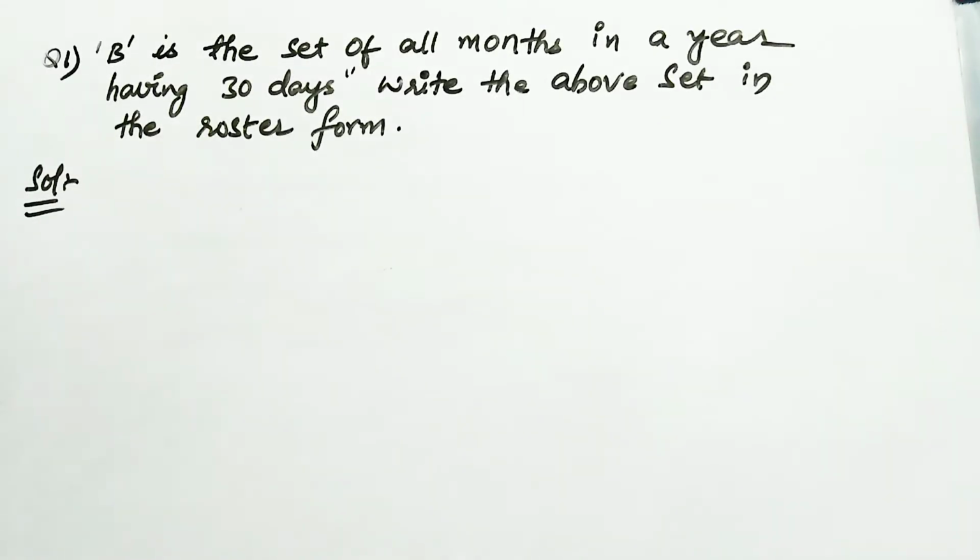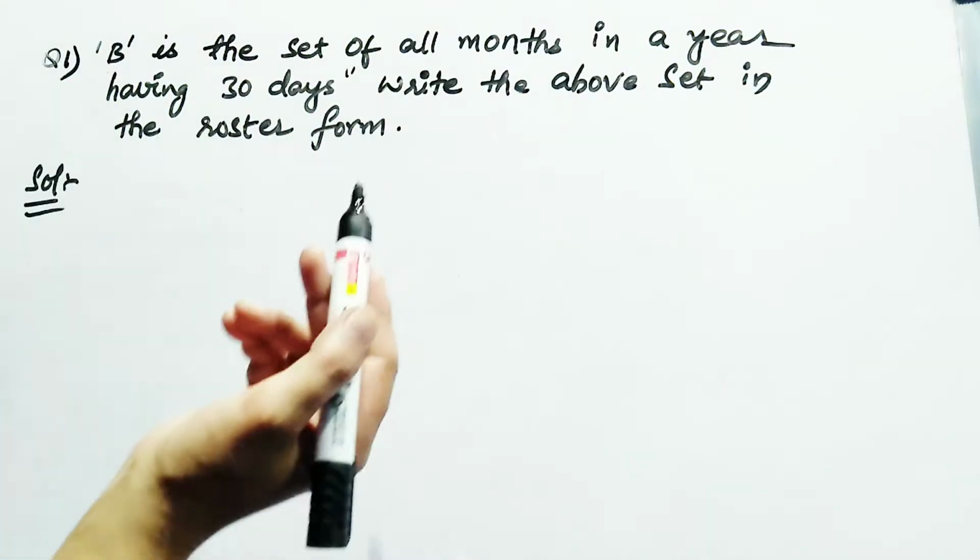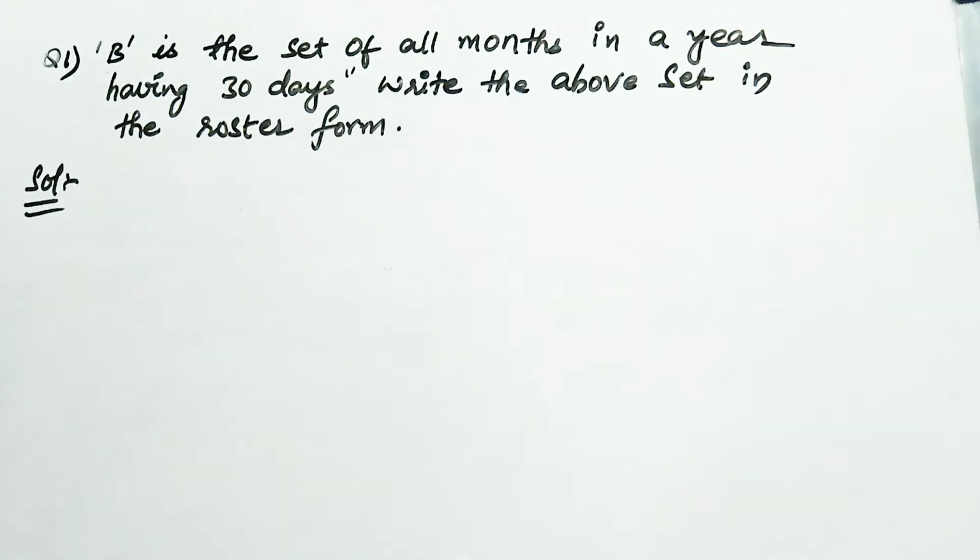Okay, let's do one problem related to the roster method. B is the set of all months in a year having 30 days. B is nothing but your set name. We have to write all the months that contain only 30 days. Write the above set in roster form. Roster form is nothing but the listing form.